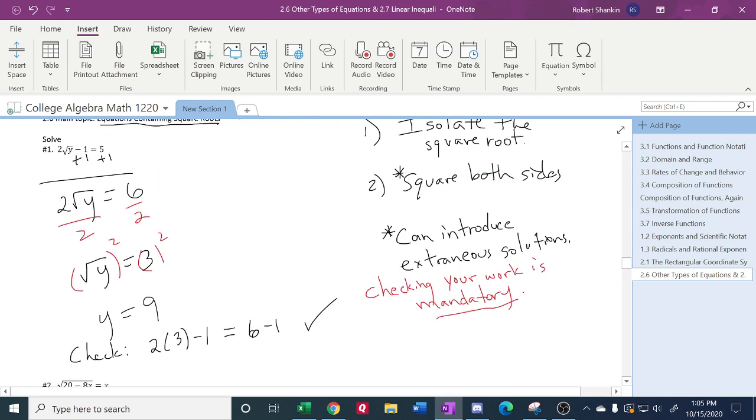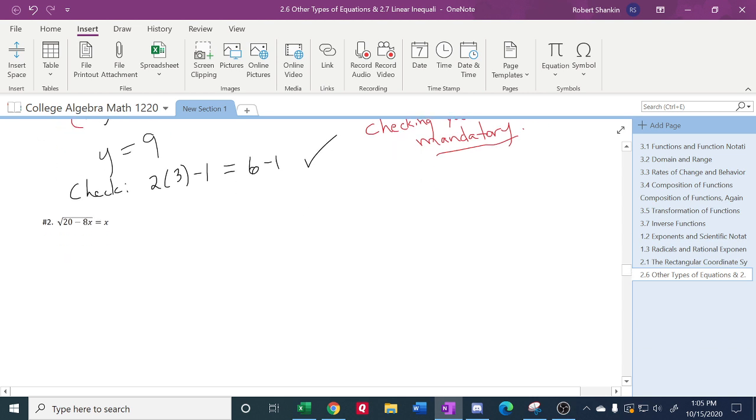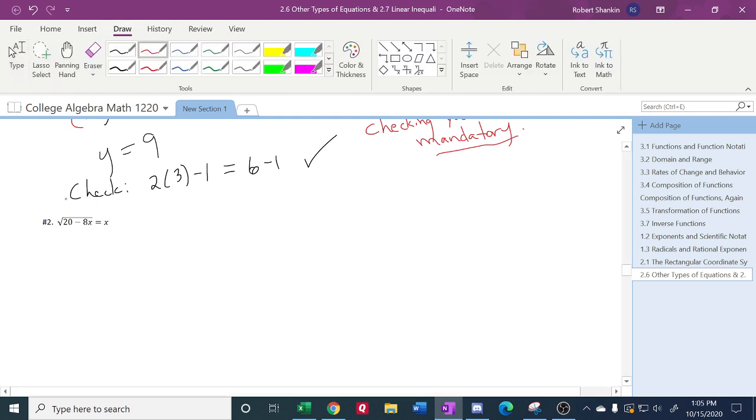Alright, so the first step is isolate the square root, and that's already been done. The square root is alone on one side. So we are going to do the second step, which is square both sides. And what I'm going to get is the square root and the square cancel out. And I get this. But this is a quadratic equation.